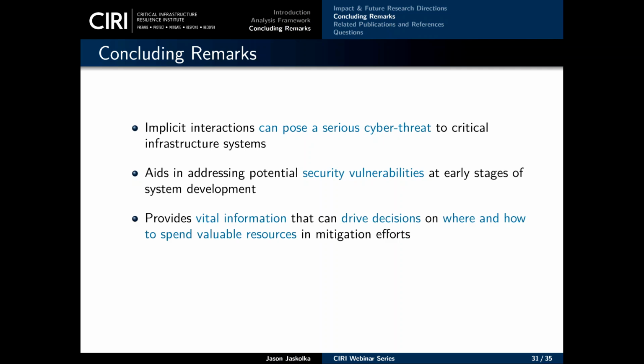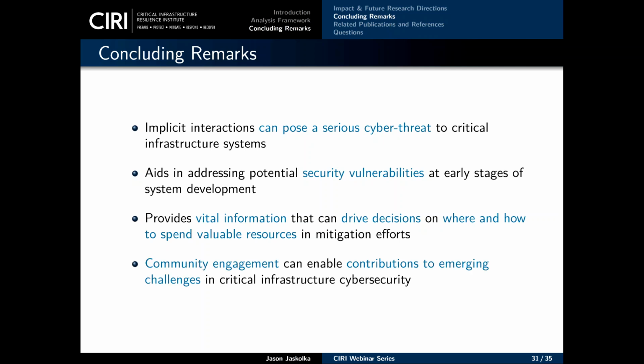And really what's important out of all of this is that this analysis framework is providing a lot of information that can help to drive decisions on where and how to spend the increasingly valuable resources that we have in terms of time, cost, etc., and focusing our mitigation efforts on addressing the security vulnerabilities that are going to be most impactful. So for example, we may not be able to achieve 100% security, but at least we can start to focus our efforts on eliminating the vulnerabilities that are going to result in the most critical of consequences. So that's really where the framework is helping us along.